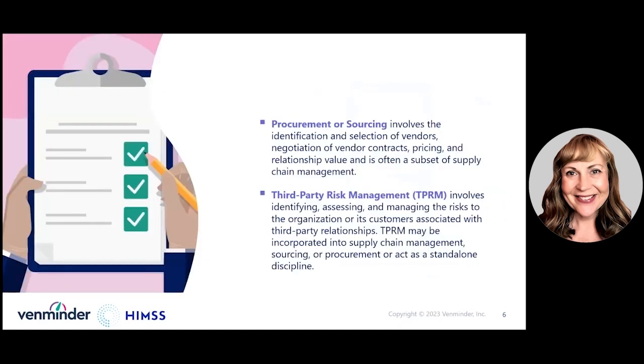Now, procurement or sourcing is responsible for the identification and selection of vendors. They may be the ones to write the RFP or the RFI, and they often negotiate the vendor contract pricing, service levels, etc. Now, procurement and sourcing often report into supply chain or even finance. But finally, third-party risk management is a very specific risk management discipline that has the direct purpose of assessing, managing, and monitoring risks to your healthcare organization and its patients caused by your third-party relationships.